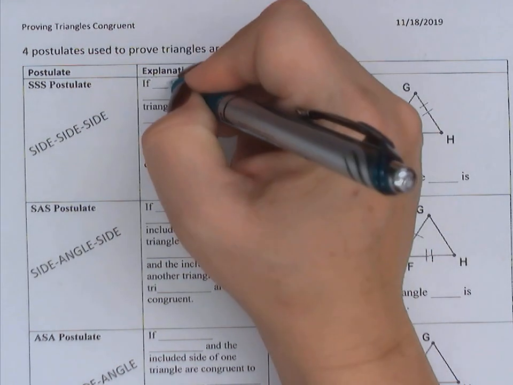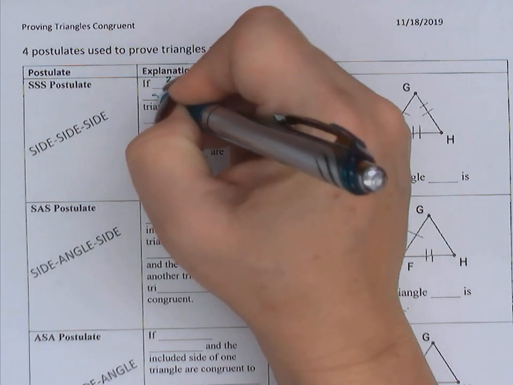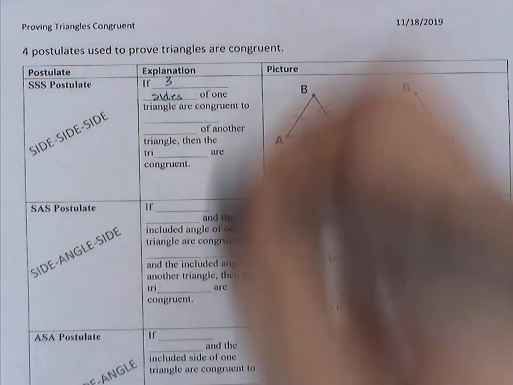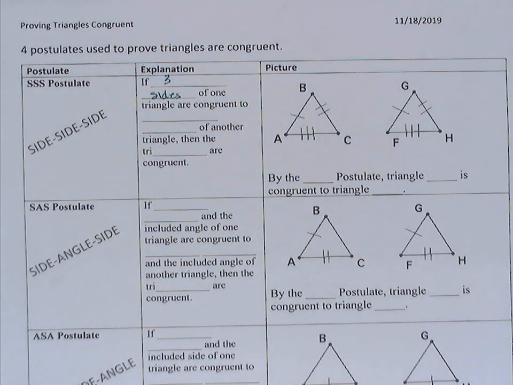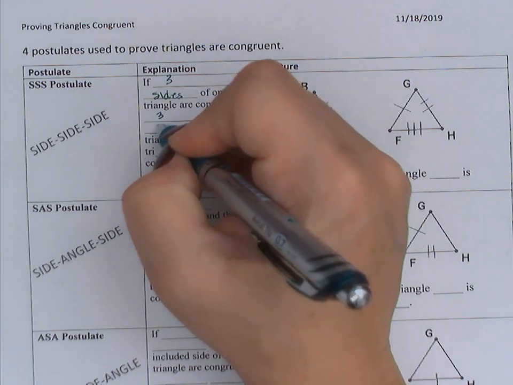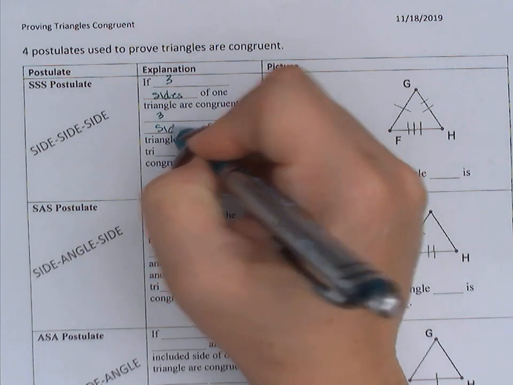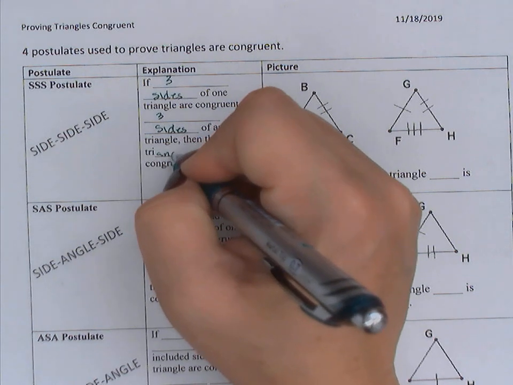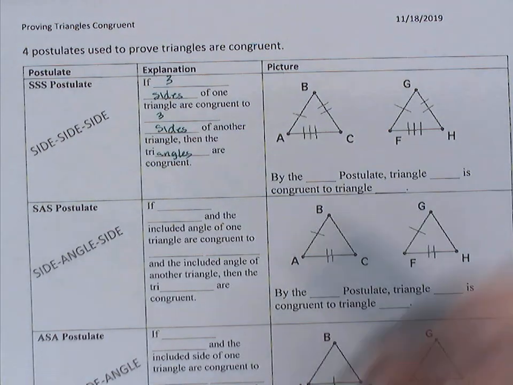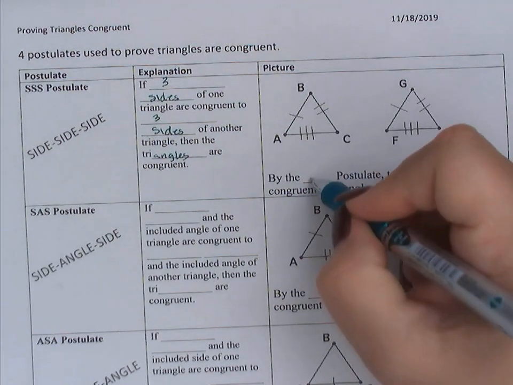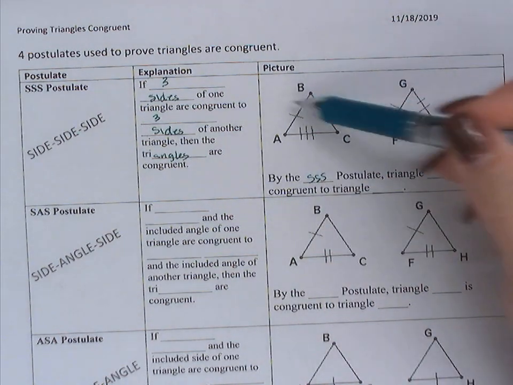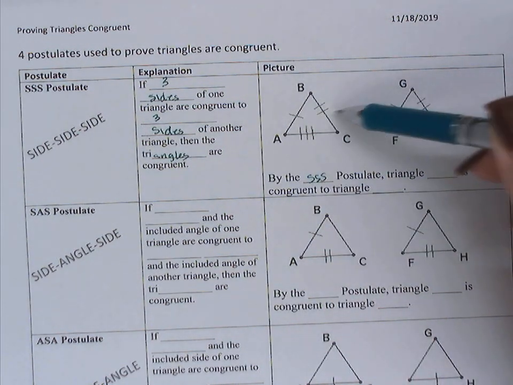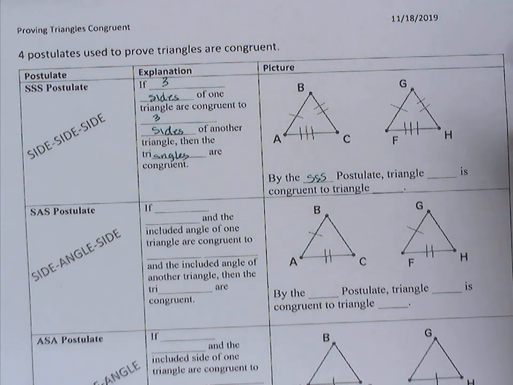So if 3 sides of one triangle are congruent to 3 sides of another triangle, then the triangles are congruent. So looking over here, by the side, side, side, I have these sides are congruent, these sides are congruent, and then these sides are congruent.